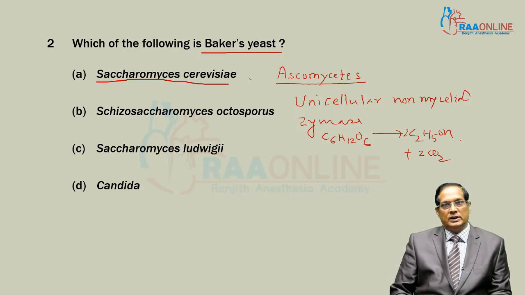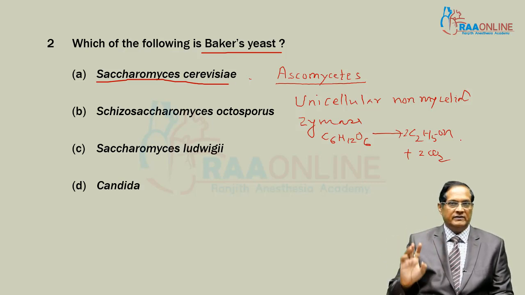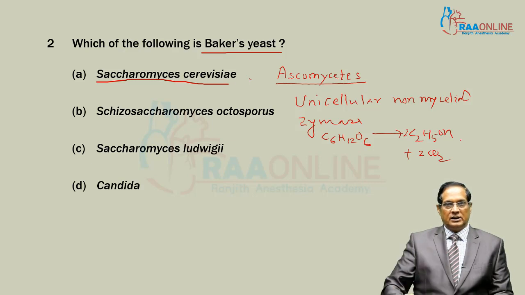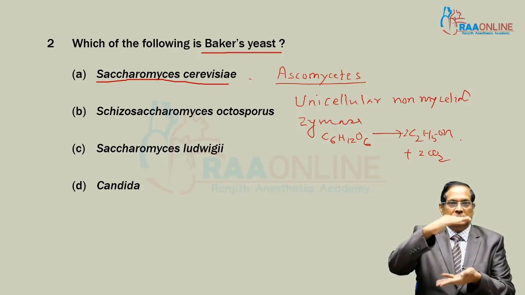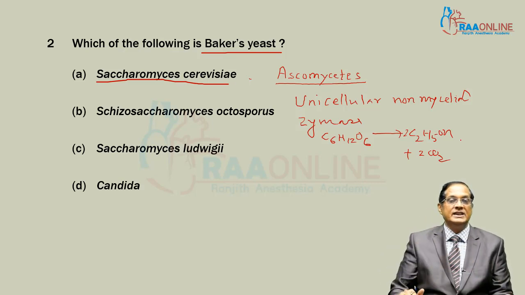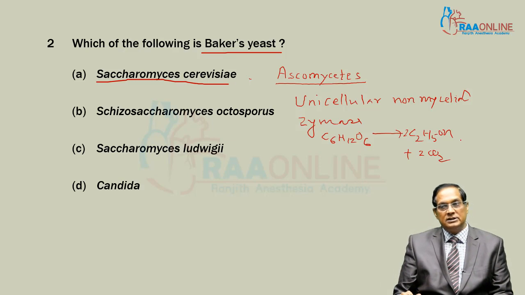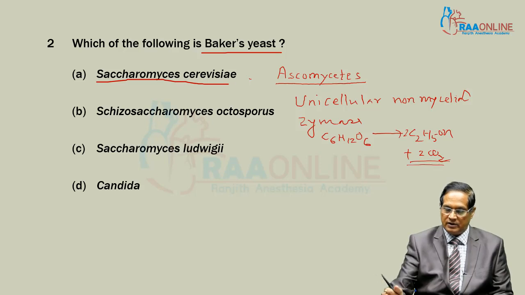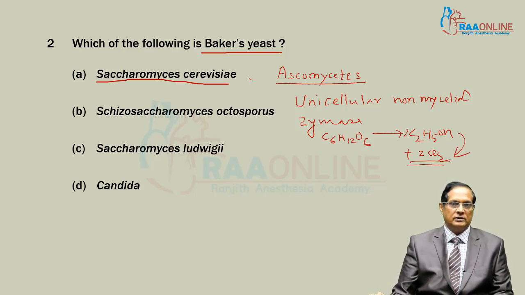In the bread industry, wheat flour is taken, in which yeast is added. Then kneading is done, and at a particular temperature it is adjusted in a microwave or any device, and you'll see the bread gets a puffy appearance. This is called the leavening process. This leavening is due to the release of carbon dioxide in this reaction, and it makes the bread porous also.